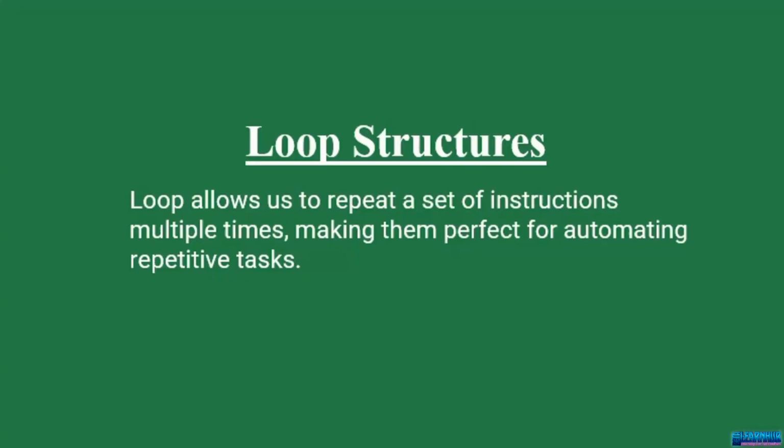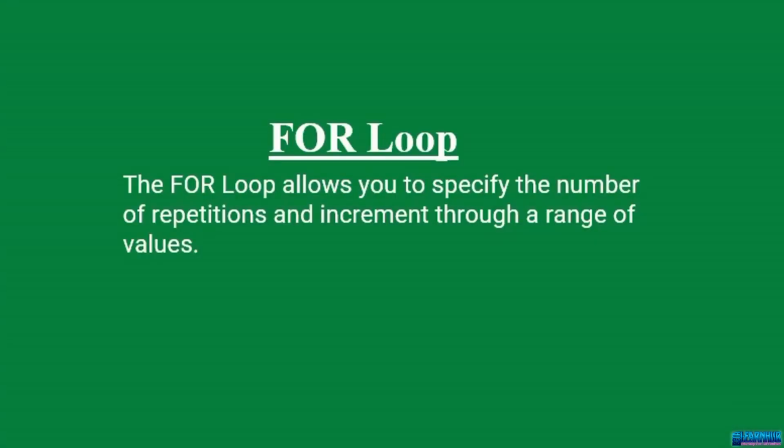Now that you have a solid understanding of control structures, let's move on to loop structures. What is a loop? A loop allows us to repeat a set of instructions multiple times, making them perfect for automating repetitive tasks. One popular loop structure is the for loop. What is the for loop? The for loop is a widely used loop structure in Excel VBA. It allows you to specify the number of repetitions and increments through a range of values. This is particularly used when you need to perform an action a fixed number of times.